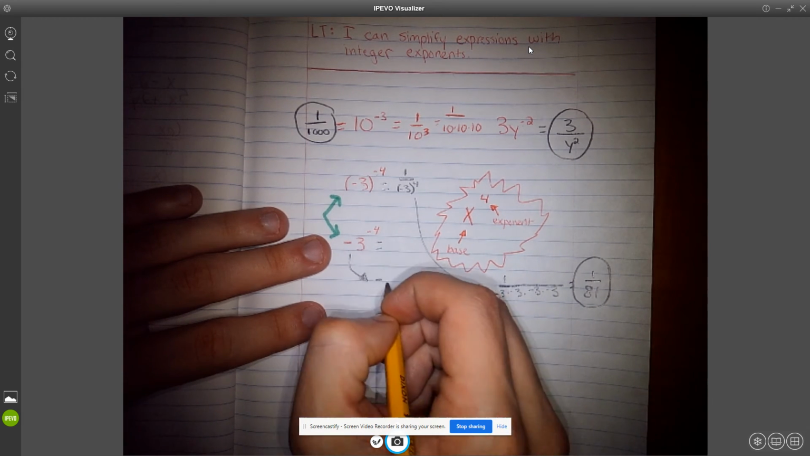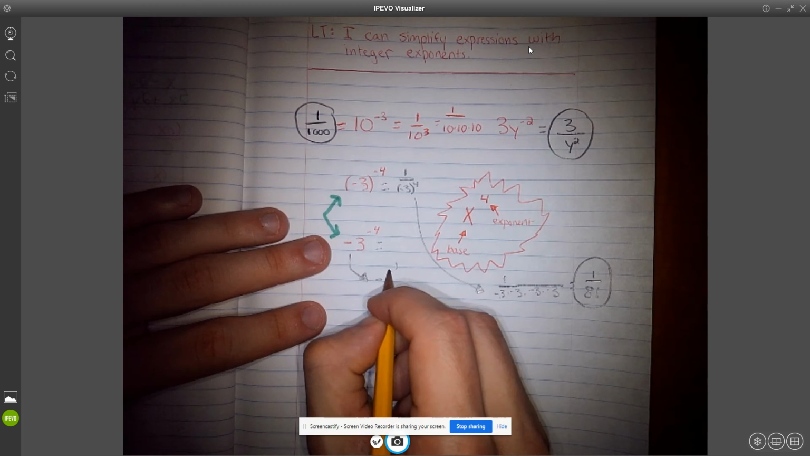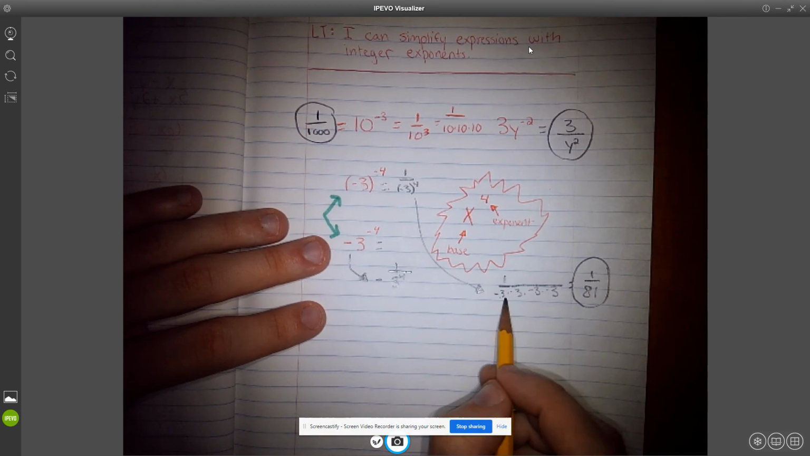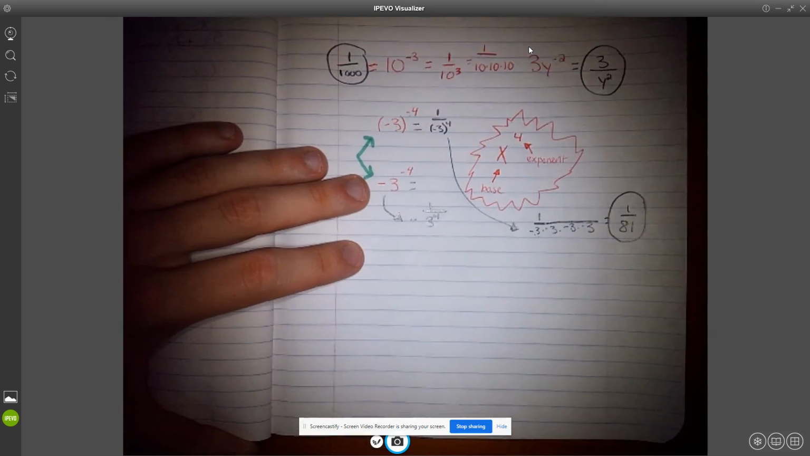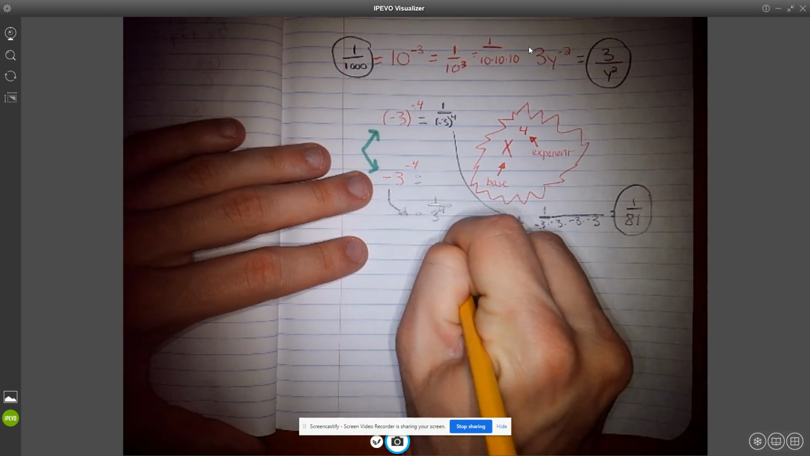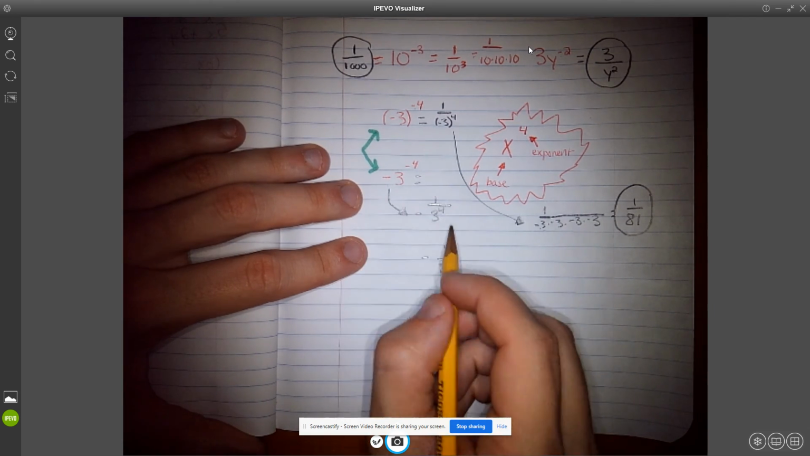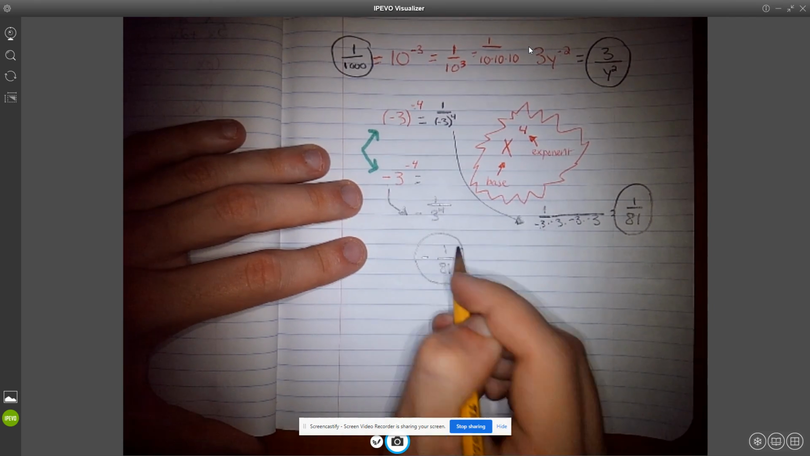Down here we end up with a negative. We get the same exact thing, except we get 1 over 3 to the fourth, which is again 3 times 3 times 3 times 3, which would be 1 over 81, but that would end up being negative because there's no parentheses.